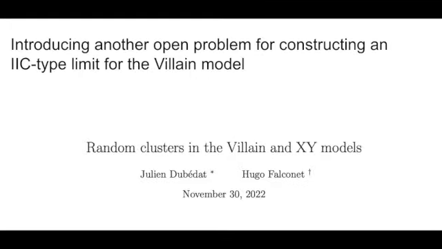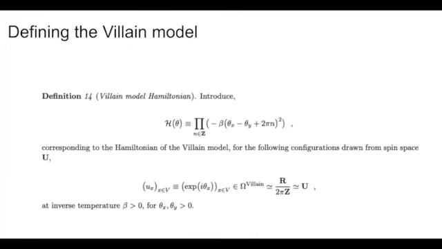So we can introduce another open problem for constructing an IIC type limit for the Villain model, which is based upon this paper. There's actually a more recent update a few days ago, or exactly today, on the random clusters in the Villain and XY model due to Professors Dubédat and Falconet. And in this paper, they begin by defining the Villain model by introducing the Hamiltonian, in which it takes an expression of this form. We can look at the Hamiltonian, which is a function of the angles theta x and theta y, and it's given by a product of minus beta, which is minus the inverse temperature, times this quantity squared, which is theta of x minus theta of y plus 2 pi n.